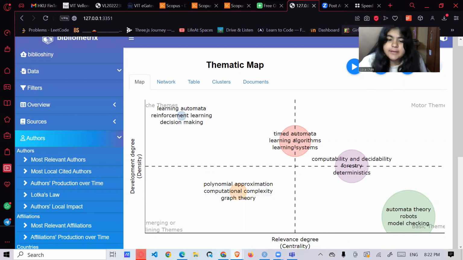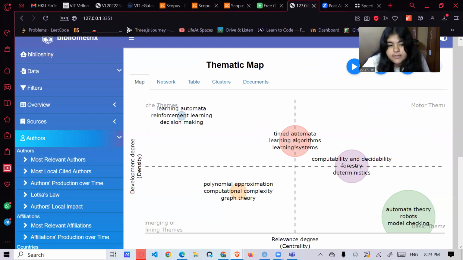Yes, that is automata theory for you guys. And Biblioshiny is used a lot online. It is used by data analysts, business analysts and research paper writers to understand and have an overview of data.